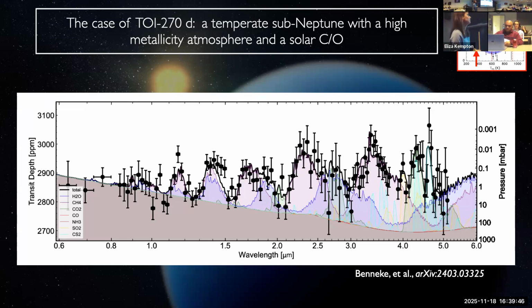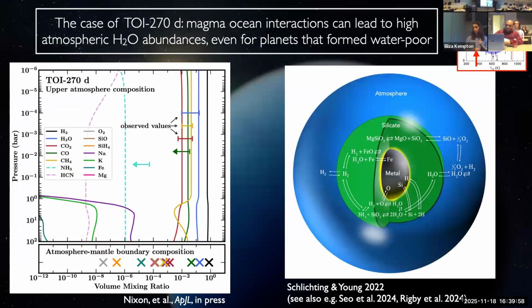So the inferred metallicity of this atmosphere is about 200 times solar, another high metallicity atmosphere, and it seems to have a solar carbon to oxygen ratio, which is interesting. All right, so what is this planet? Let's think about the magma ocean interactions.